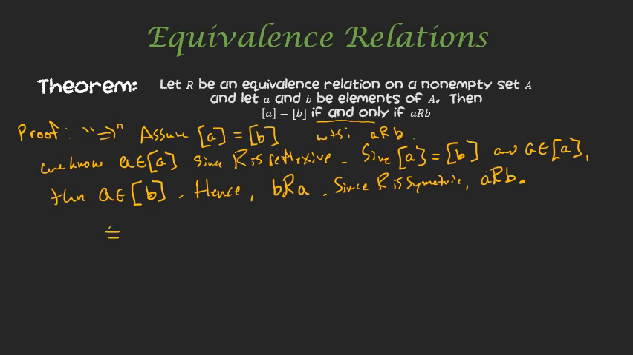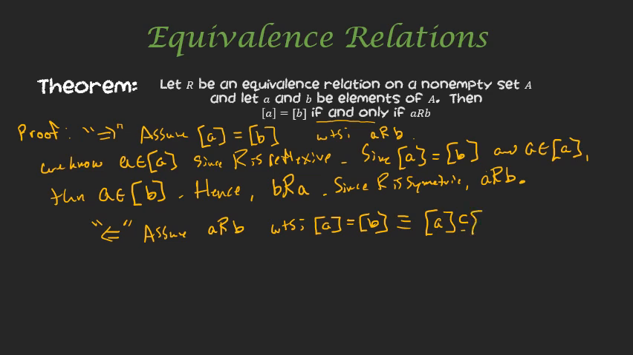For the backwards direction, for the converse, I will assume a is related to b, and I want to show that the equivalence class containing a is equal to the equivalence class containing b. Remember that I can show that two sets are equal if one is a subset of the other and the other is a subset of the first one. So that's equivalent to saying that the equivalence class containing a is a subset of the equivalence class containing b, and the other way around. If I can show these two things, I will have shown that those things are equal. So that's what we'll do.